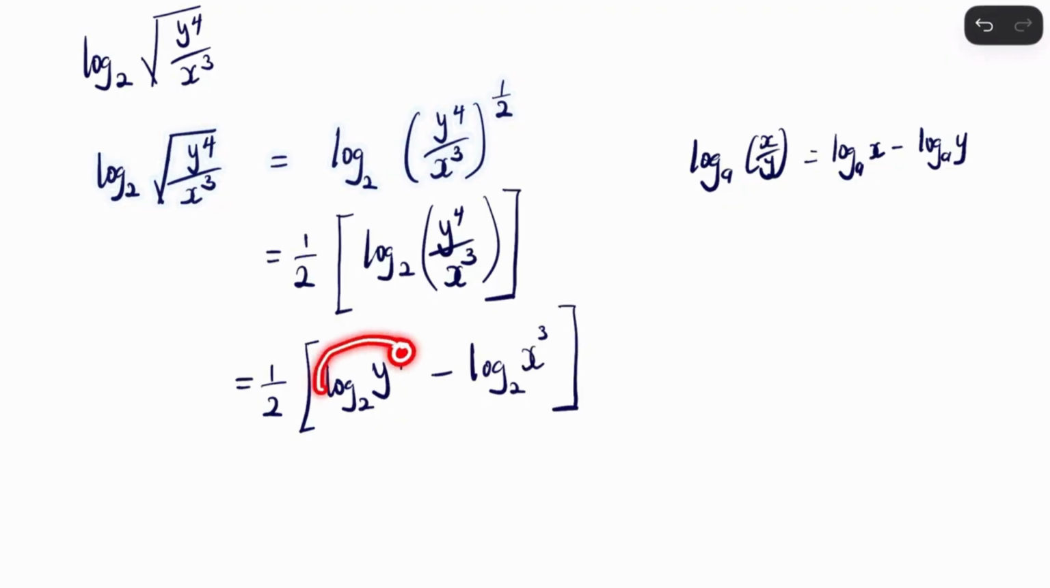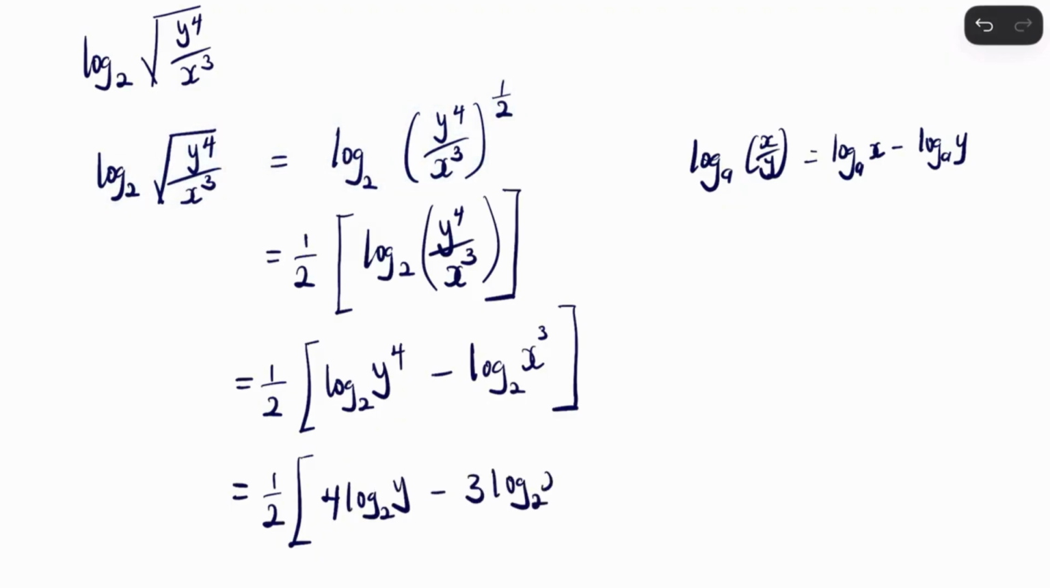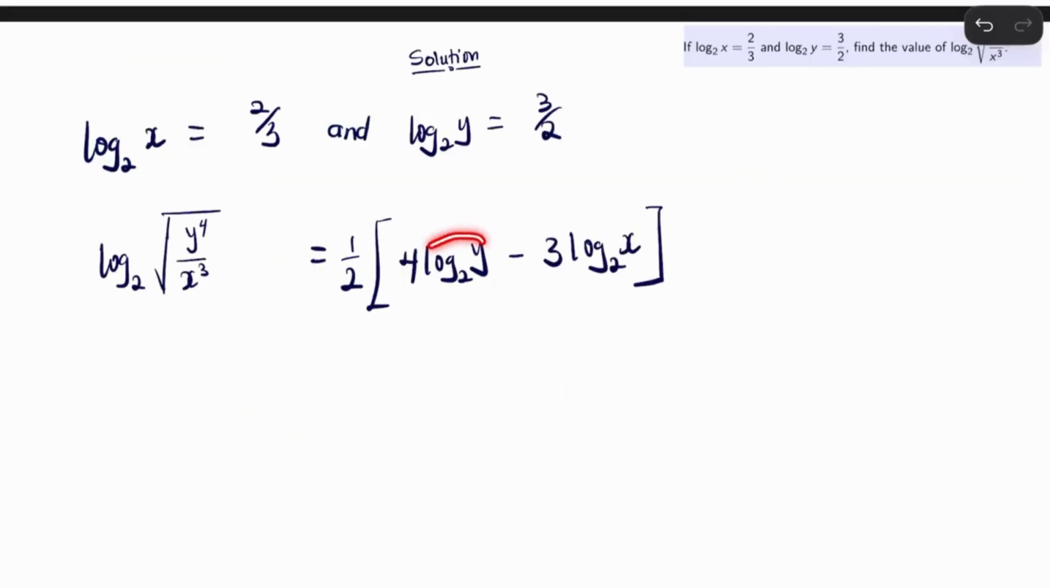Also here we can move the exponent in front, then you move this exponent also in front, right? So we are going to have this equal to 1/2 out, then 4 log of 2y minus 3 log of 2x. But log of 2y is equal to 3 on 2 and log of 2x is equal to 2 on 3, right? So now substituting these values, we are going to have 1/2 out, 4 times log of 2y, which is giving us 3 on 2, then minus 3 log of 2x, which is giving us 2 on 3.